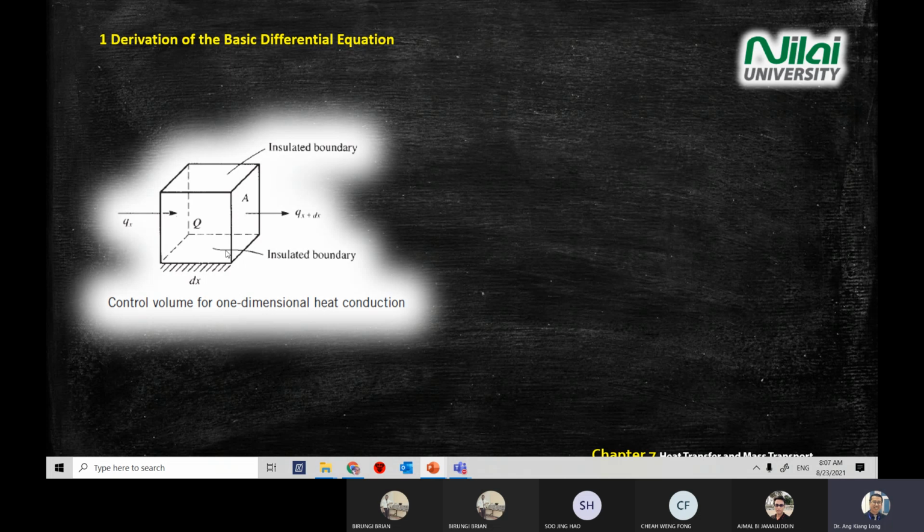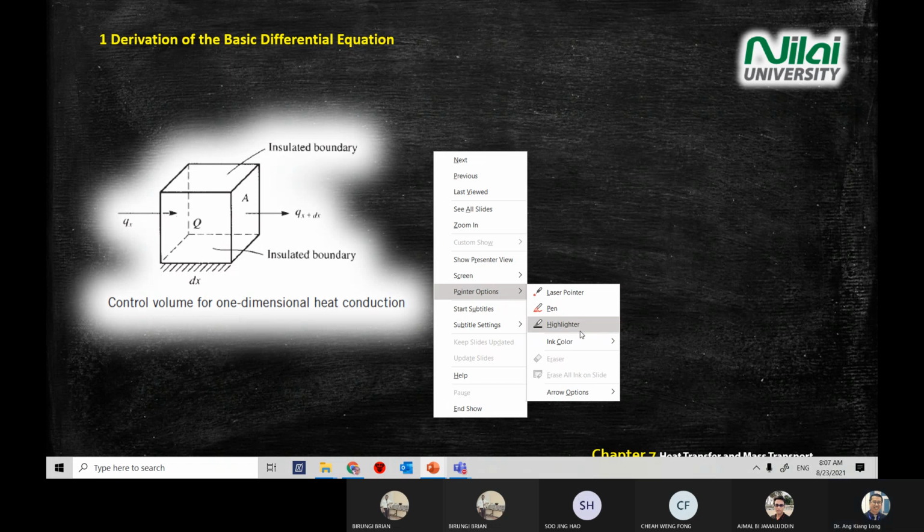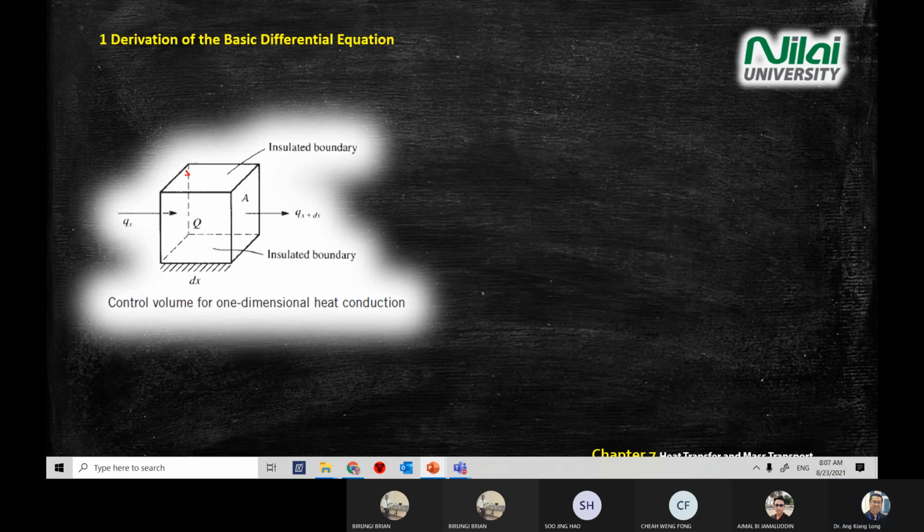Okay, and in our case, we are only looking at heat transfer happening in this face, and then coming out from this face. So you know that a cube has 6 faces, right? So when we derive the equation, we only look at the input and output surfaces. Input, and then the other one is at the back there.